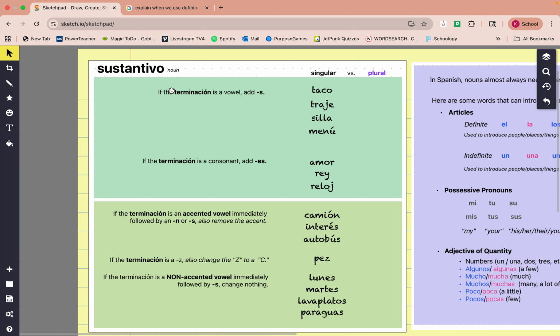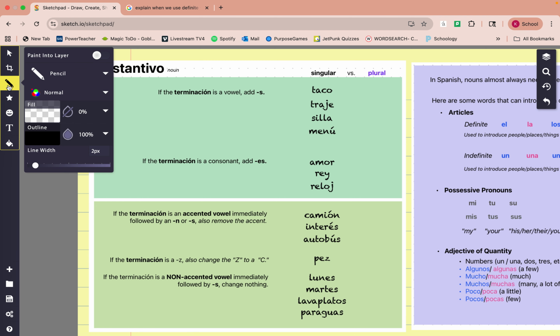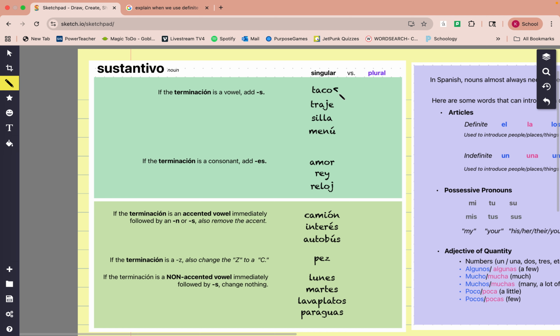So first we have to notice the terminación of the noun. The terminación is the ending. So if the ending of a noun is a vowel, all we have to do to make it plural is add the letter S. So for example, if I start off with one taco, I can make it plural by just adding an S to say tacos.